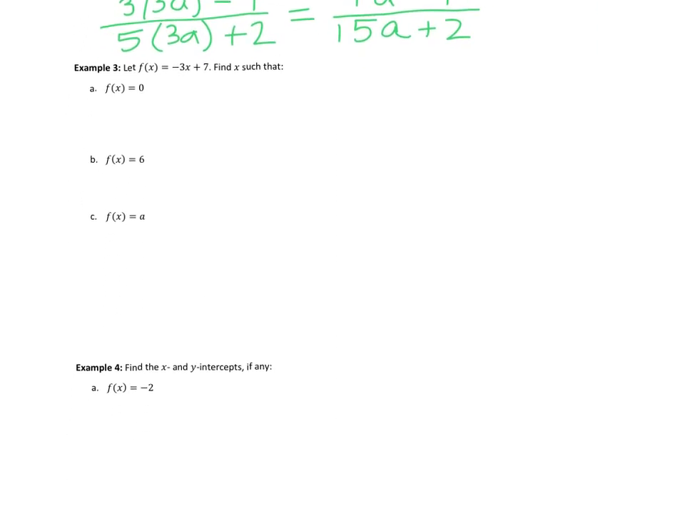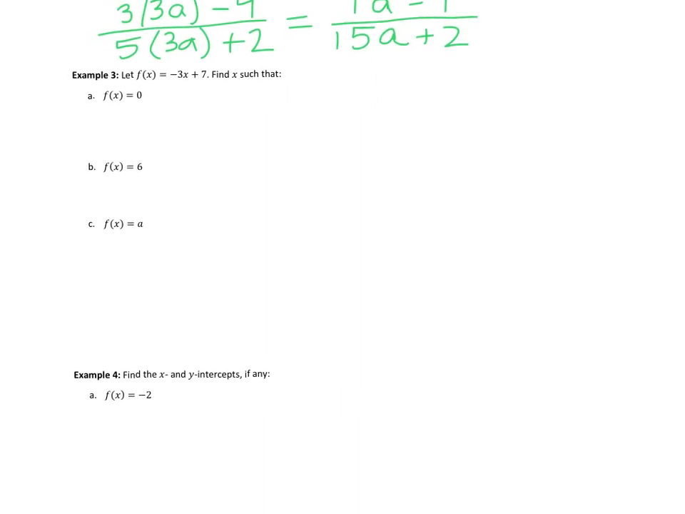Let's look at example 3. This is a little bit different. We're finding x now. So now in part A, f of x equals 0. So look at f of x. It's almost like a substitution. So f of x is literally -3x plus 7, and our equation is telling us to set that equal to 0 and then solve for x.